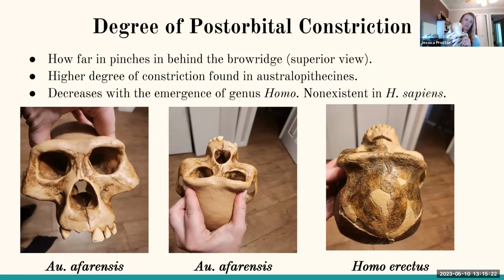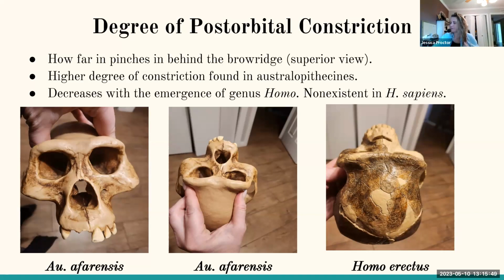We see a high or extreme degree of constriction in the Australopithecines because they have a relatively small cranial capacity. Remember, the Australopithecines have a brain size anywhere from 350 to 550 cc's. That's about a fifth of the size of modern Homo sapiens. So we tend to see high degrees of post-orbital constriction in species that have a smaller frontal region of the brain. Okay, so higher degrees in afarensis here.